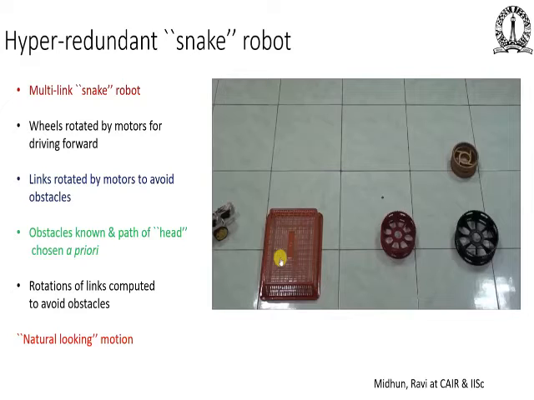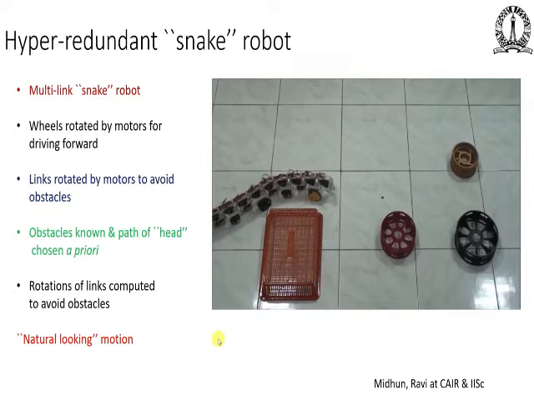Okay. So basically what it is doing is the algorithm is showing you that it can compute the motion of the body of the robot such that it never hits any of these obstacles. Okay, and you will see that the motion looks very natural. Okay, so this is the work of students Mithun and Ravi, and this robot was actually built and demonstrated in CARE, but both are my students, and the research was done in ISC.